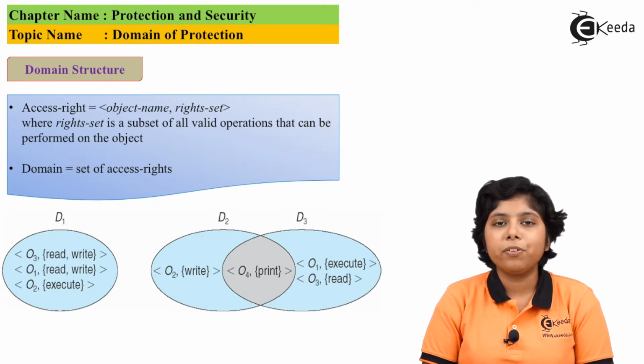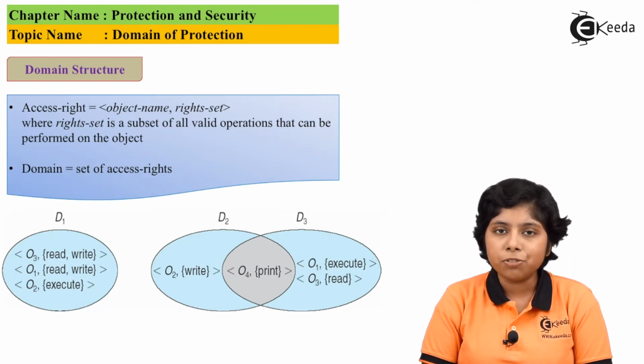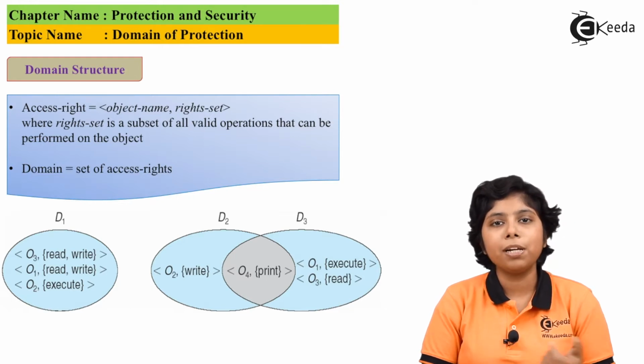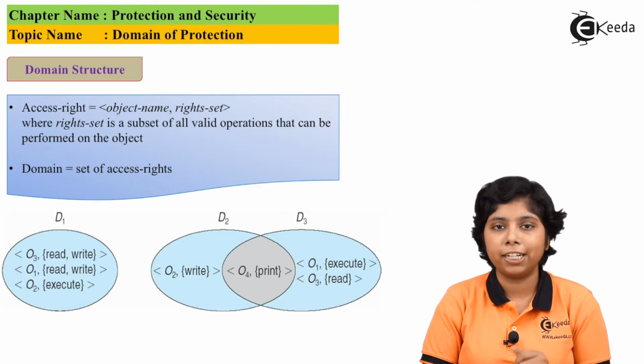Now the domain can be realized in many ways. The first way to realize a domain is a user domain. Here, each resource is checked against the user list, or the user domain list, belonging to the user authentication.